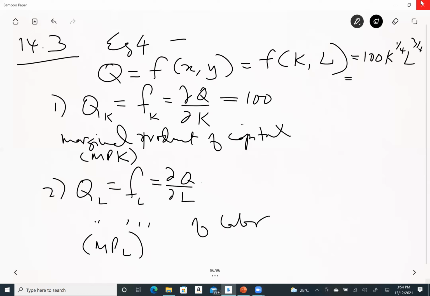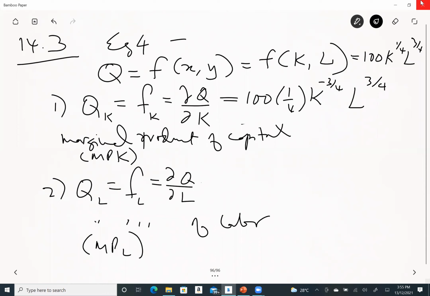Okay, so 100 K is the x over there, so that will be equal to 1 over 4. K reduce the power by 1, so that is negative 3 over 4, multiplied by L to the power of 3 over 4. So by now, you don't have to make any change, because you know that you take the derivative with respect to K, the label is fixed. So you don't have to rearrange.